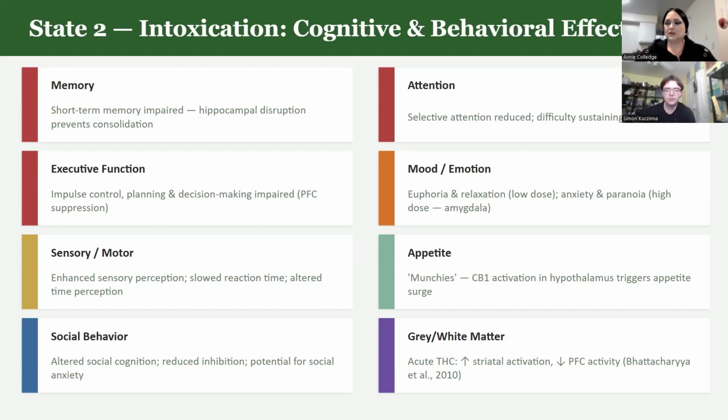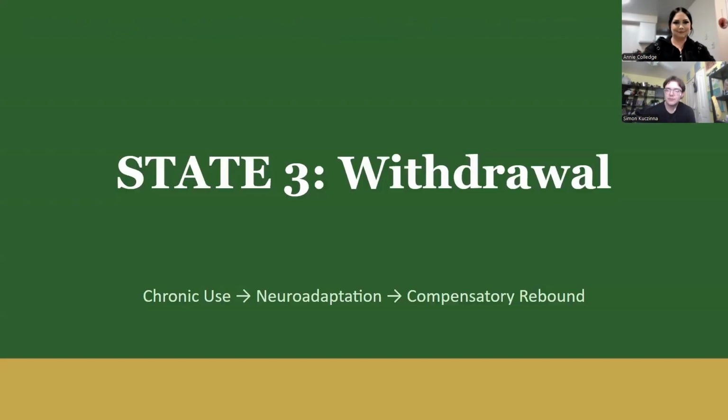The neuroimaging research from one of our listed resources that will be at the end of this, and colleagues in 2010, confirmed this directly: THC increases striatal activation and reduces prefrontal cortex activity. CBD does the exact opposite, attenuating these changes. That's a really important finding for understanding the medical potential for CBD, and not yet as much for cannabis. And we'll take it on to Simon.